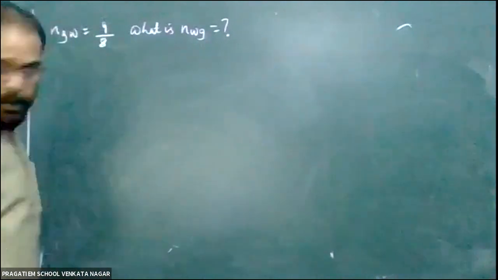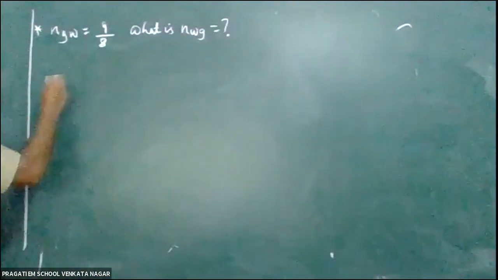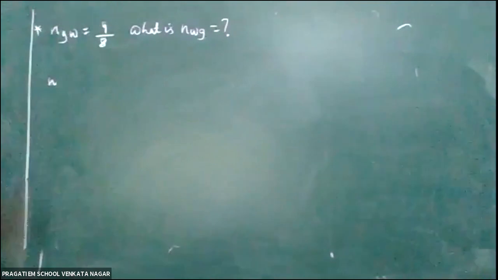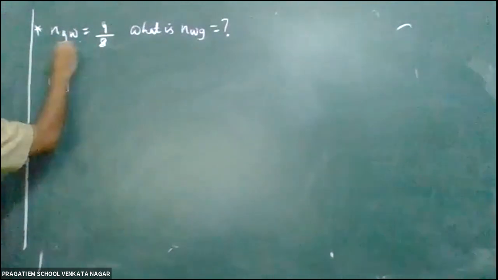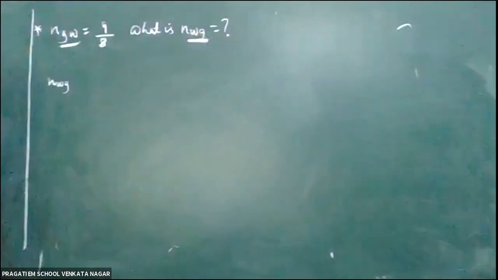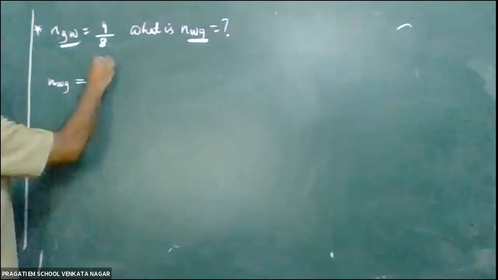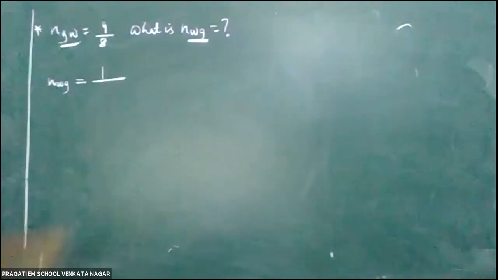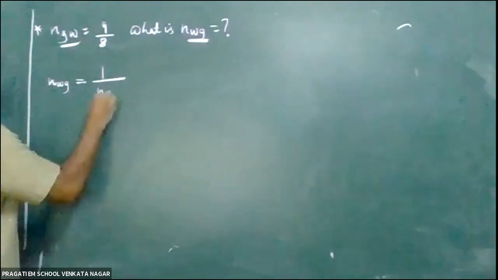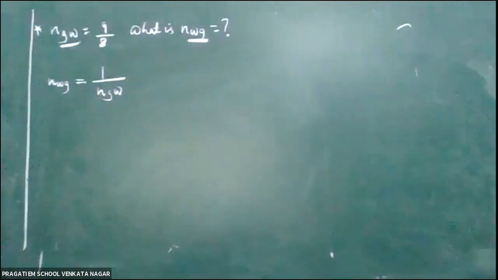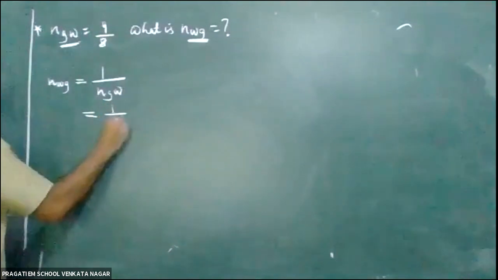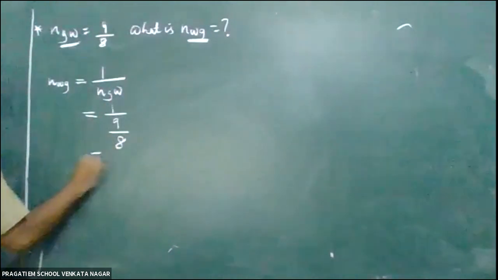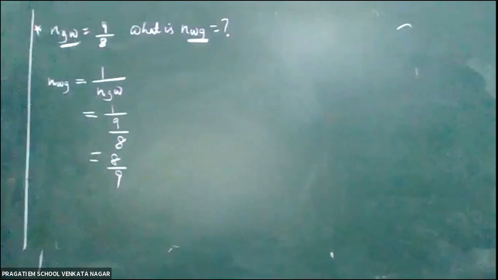So here, what formula do we use? Refractive index of water with respect to glass, see the letters: g, w, w, g. Here and there, that is the only difference. nWG is equal to the reciprocal, 1 by nGW. Now substitute the values. What is 1 by 9/8? The reciprocal of 9/8 is 8 by 9. That is the answer.